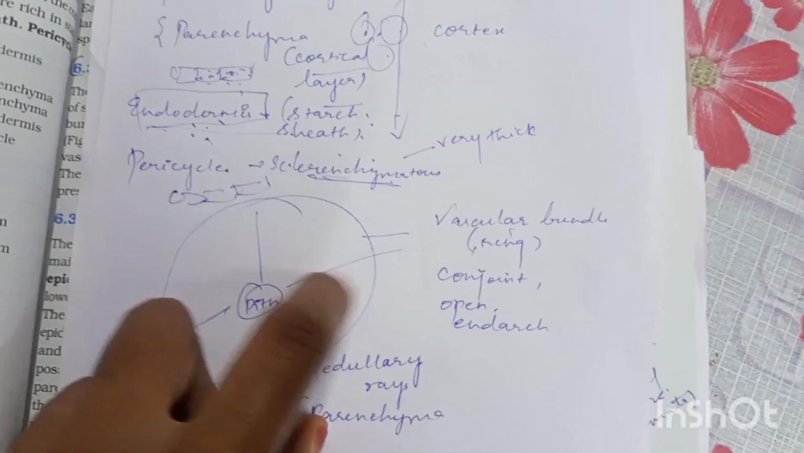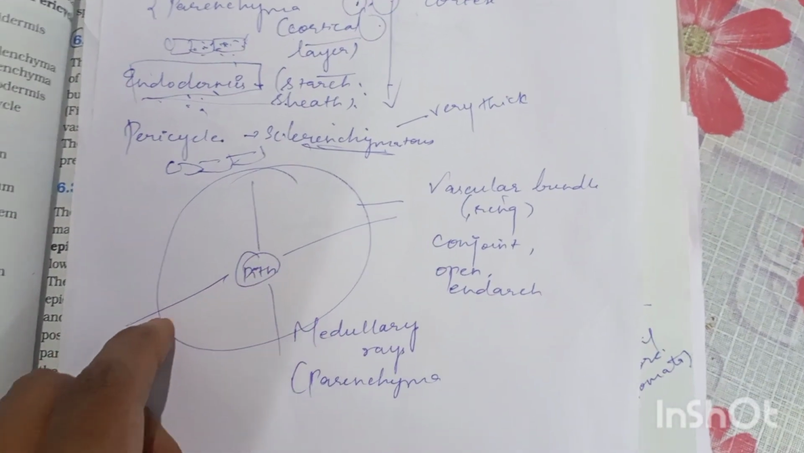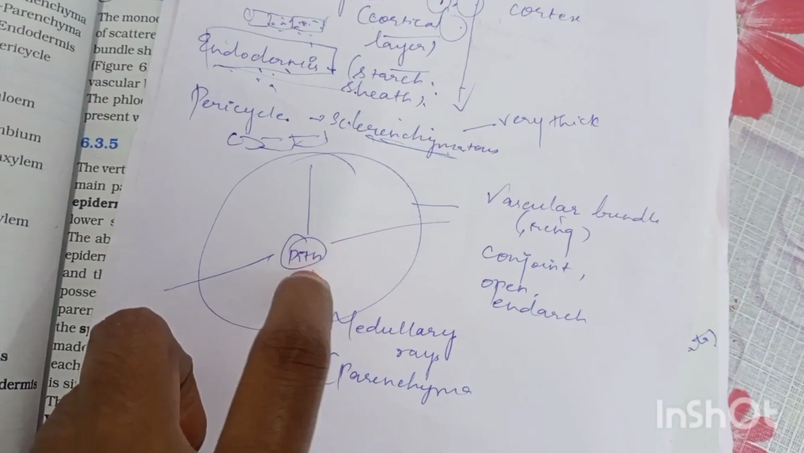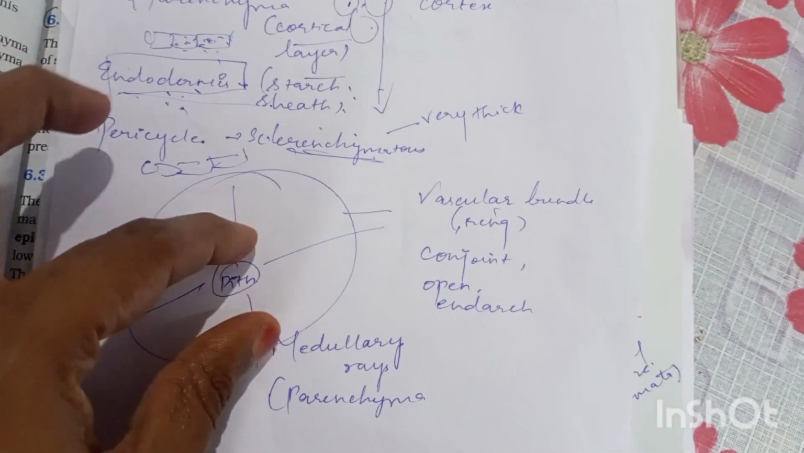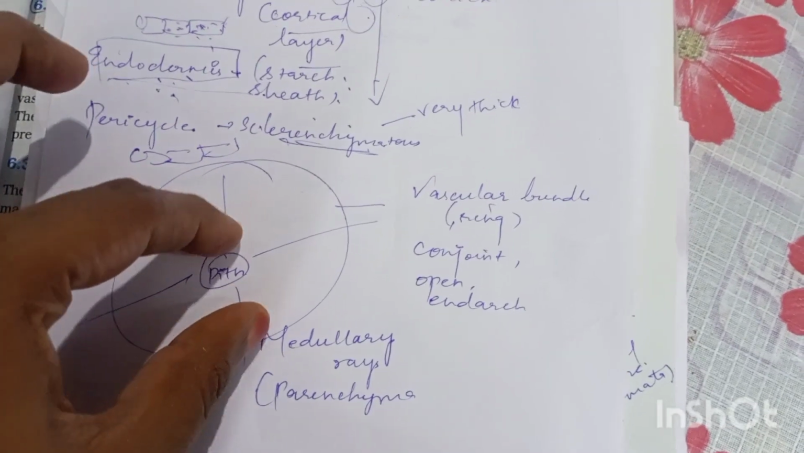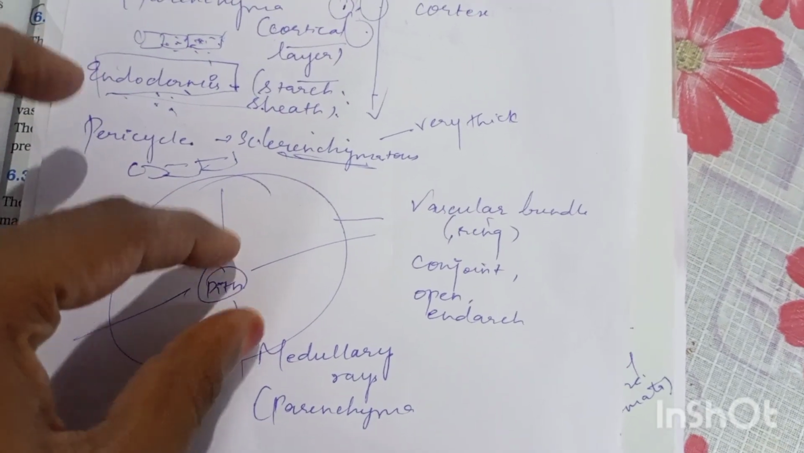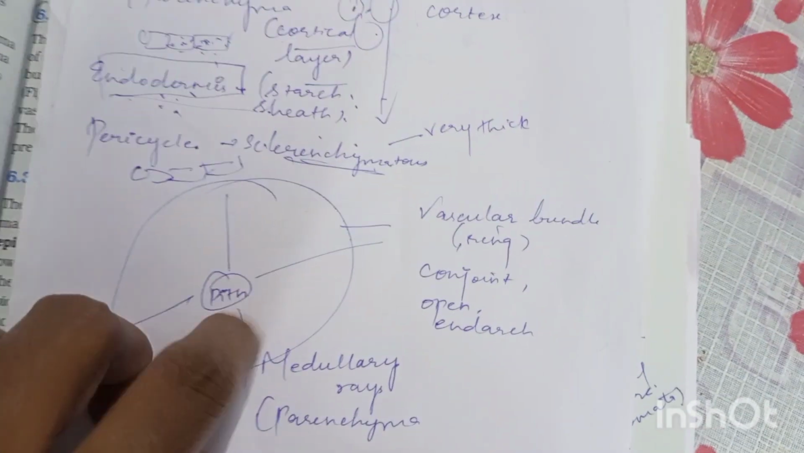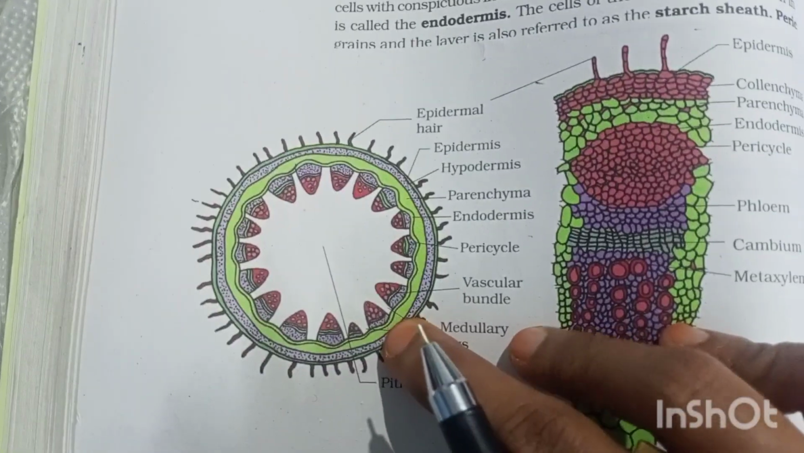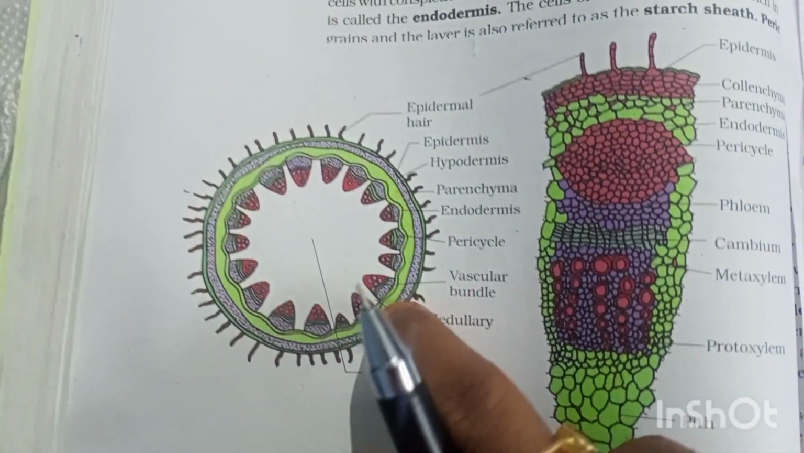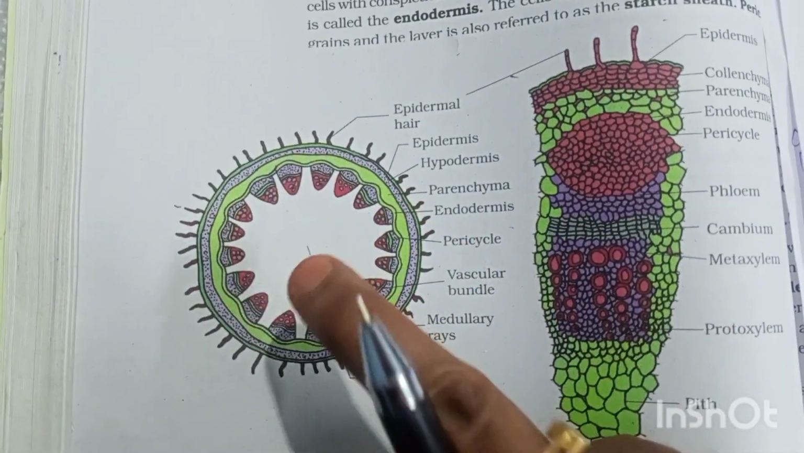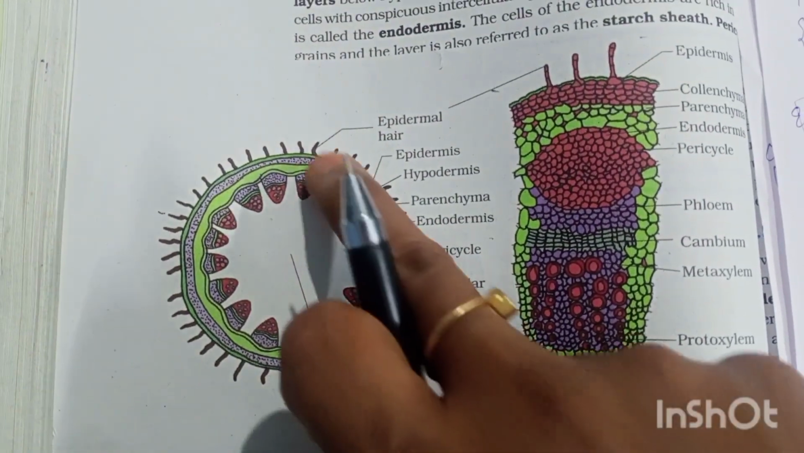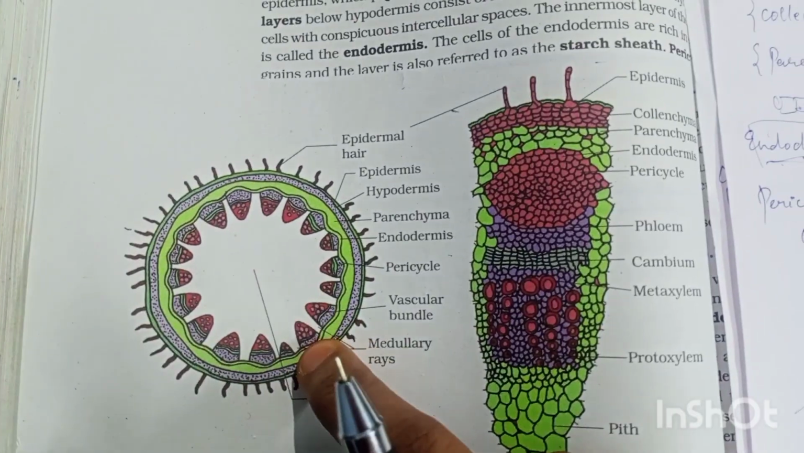In the center of the stem, you can see parenchyma cells arranged in the form of rays, and these rays constitute the medullary rays. In the center, again, loosely arranged thin-walled parenchyma cells with intercellular spaces will be present, and this layer is known as pith. So this is the vascular bundle of a dicot stem. You can see they are arranged in the form of a ring. This is an identifying feature of the dicot stem. The vascular bundles will be arranged in the form of a ring.